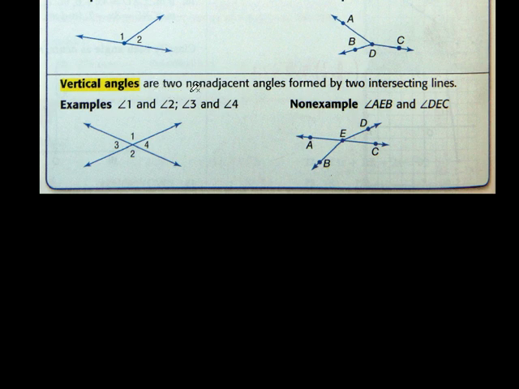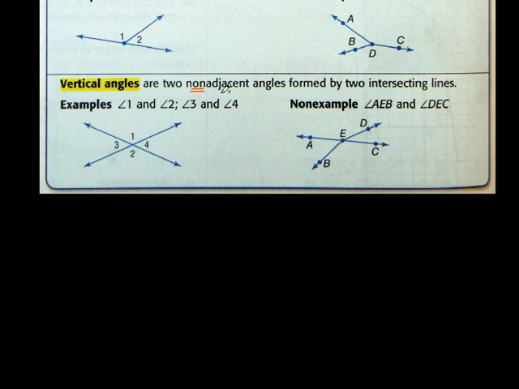They're two non-adjacent angles. So they're not going to be adjacent to each other, and they're formed by two intersecting lines. Basically, if you just take two lines and intersect them, you're going to get two pairs of vertical angles. They're the angles that are across from each other, the non-adjacent ones. See how 1 and 4 would be adjacent to each other? 1 and 3, they would be adjacent. So which ones are non-adjacent? They're the ones that are across from each other. So angle 1 and 2 are non-adjacent, and they are vertical angles. And then also 3 and 4 are across from each other, and they're vertical angles as well.